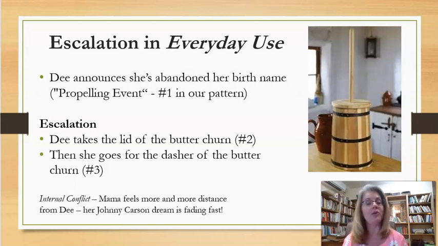Okay, and if you're like me when you're reading that story, you're probably thinking, what is that girl going to go for next? Is she going to take the front door off the house and decide that needs to be the display in her house? The internal conflict, what's going on here as Dee is helping herself to these things, very important things that the family still cherishes and probably uses, Mama begins to feel even more and more distance from Dee. Her Johnny Carson dream is fading fast.